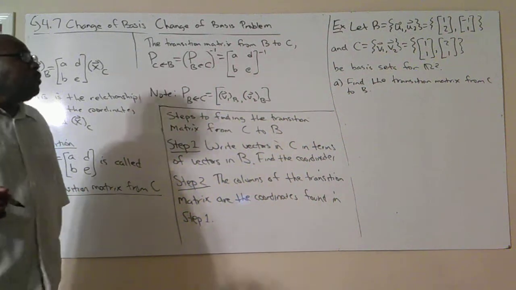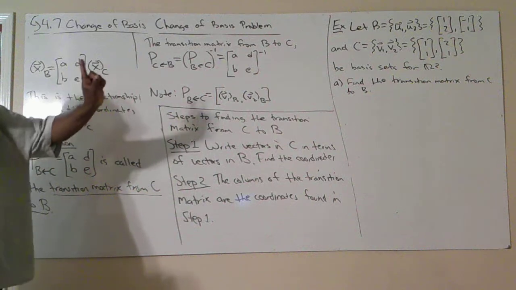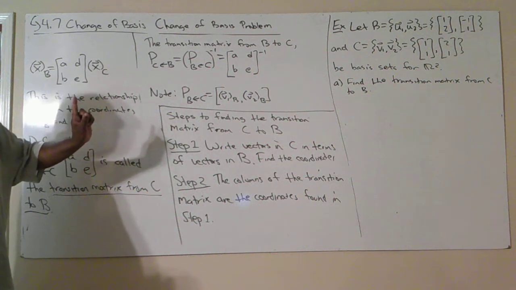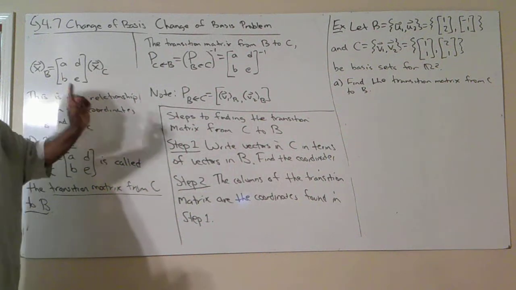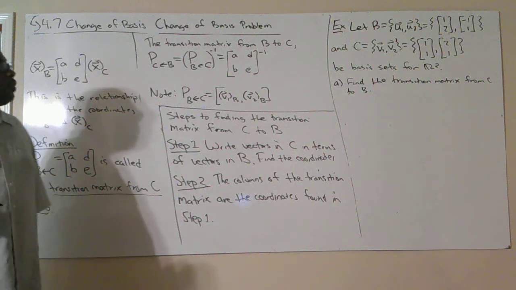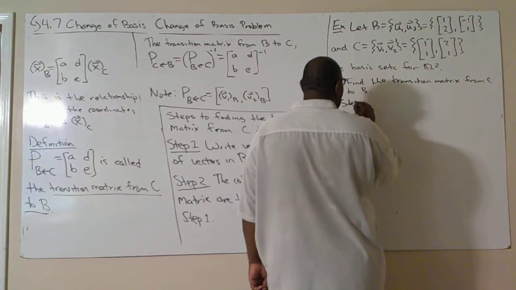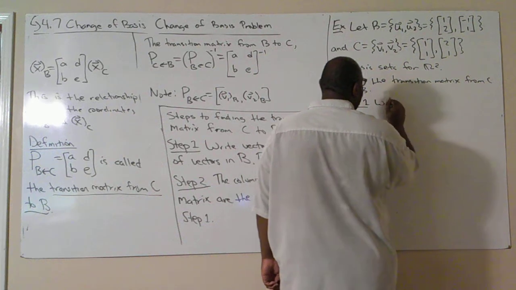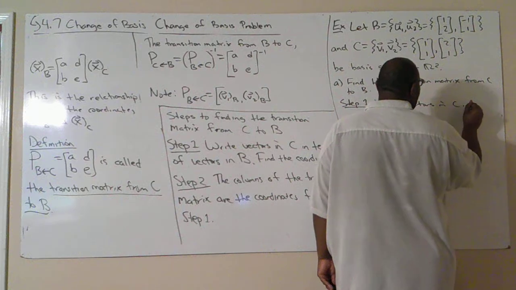So what we need to do, since we're going from C to B, is this: C is our old coordinate system, and we're going to go to our new coordinate system, which is B. So I need to write the vectors in C in terms of the vectors in B. So step one: write vectors in C in terms of B.